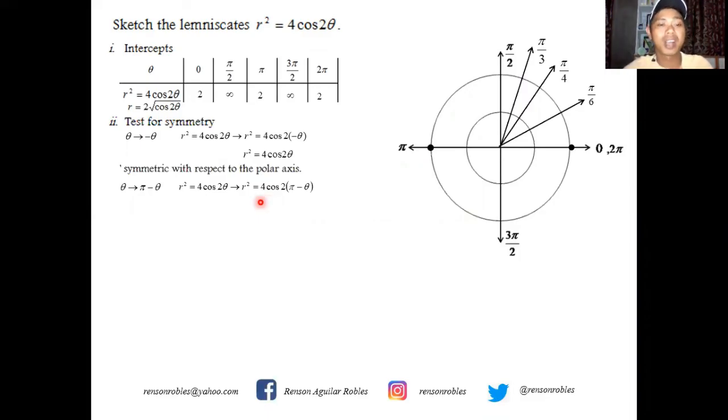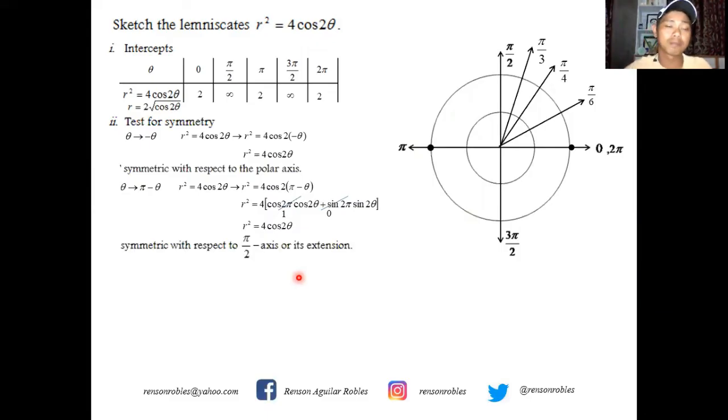So we have r squared equals 4 cosine of 2 times pi minus theta. And it will look like this: r squared equals 4 times the quantity cosine 2 pi cosine 2 theta plus sine 2 pi sine 2 theta. We know that sine 2 pi is 0 and cosine 2 pi is 1. So 1 times cosine 2 theta is cosine 2 theta, times 4. So you have 4 cosine 2 theta, and it goes back to the original given. Therefore, it's symmetric with respect to the pi over 2 axis and its extension.